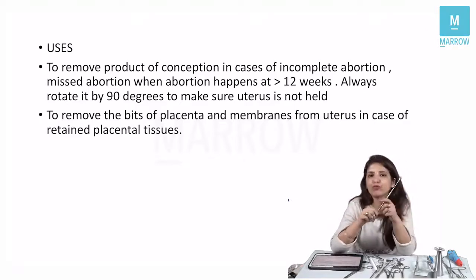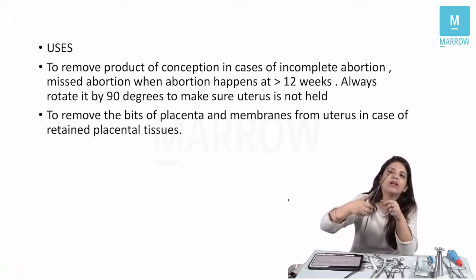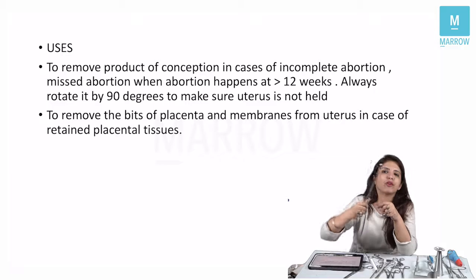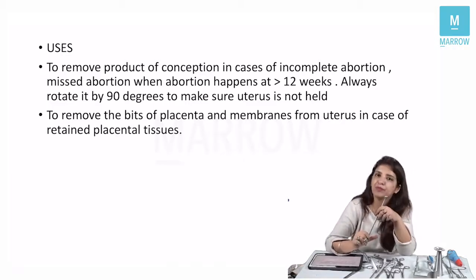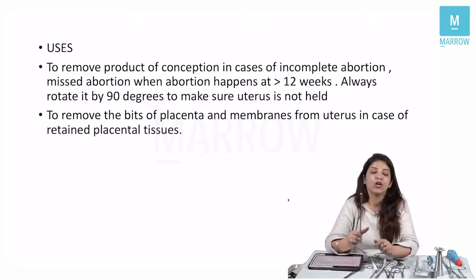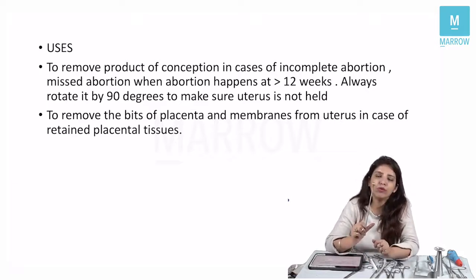Now, suppose there is a female who has secondary PPH and you are suspecting parts of placenta or parts of membranes. Then again, with the help of ovum forceps, you can remove the parts of retained placenta or any membranes, right? So this is an ovum forceps.